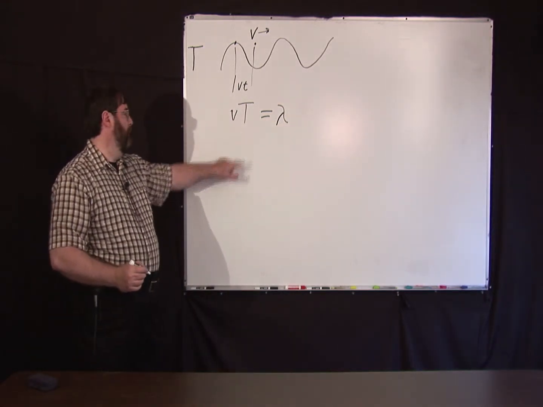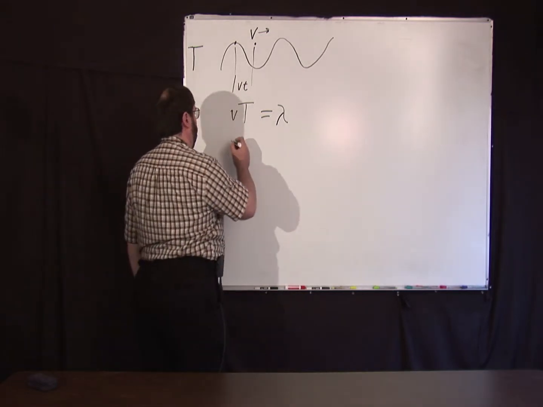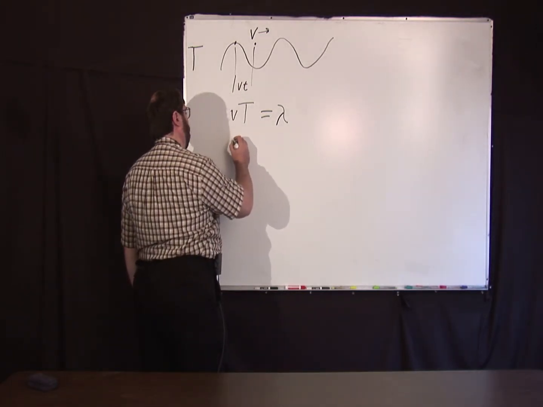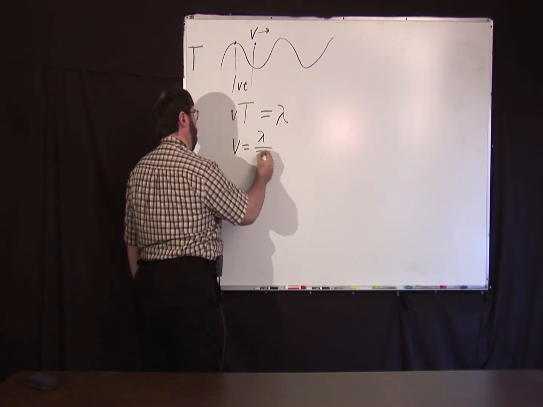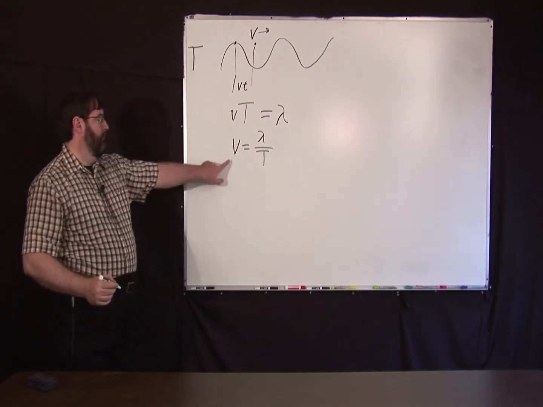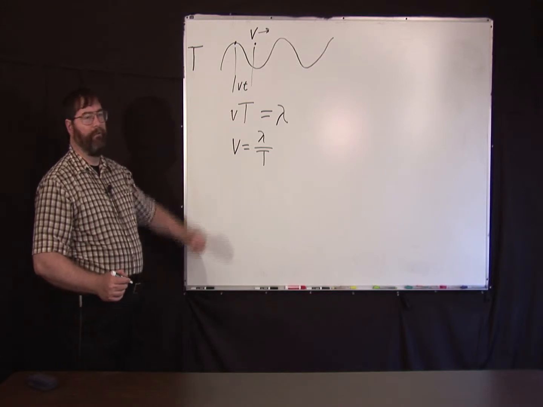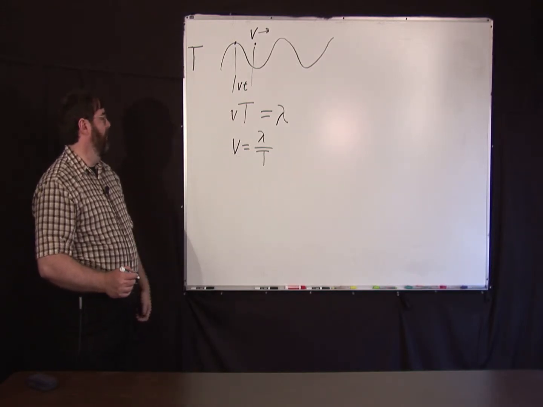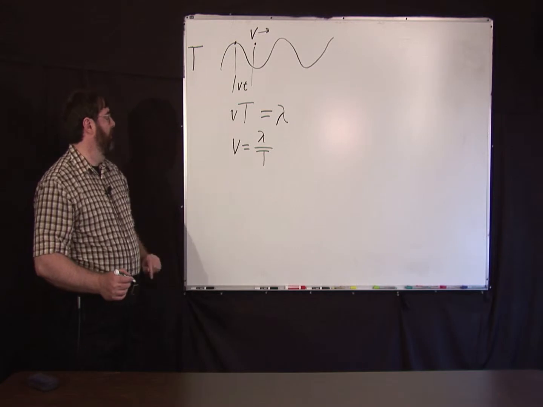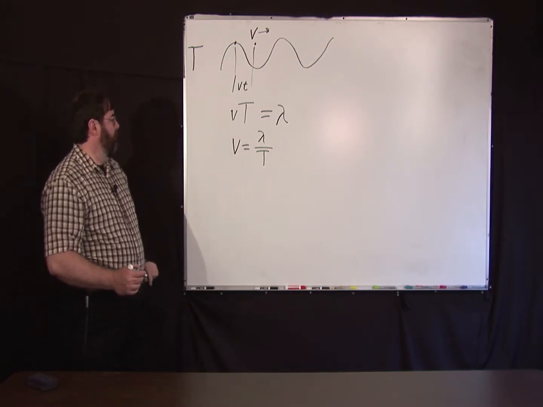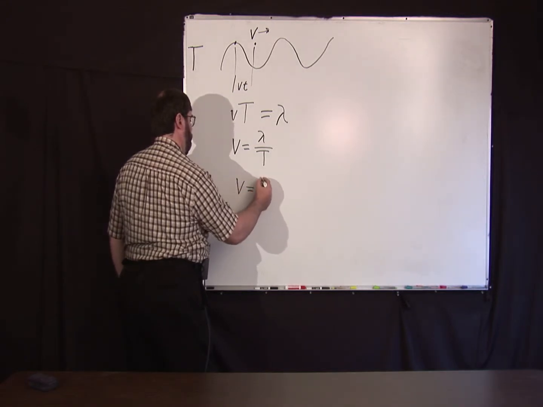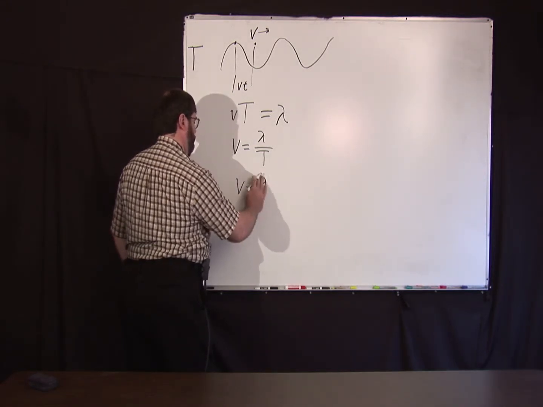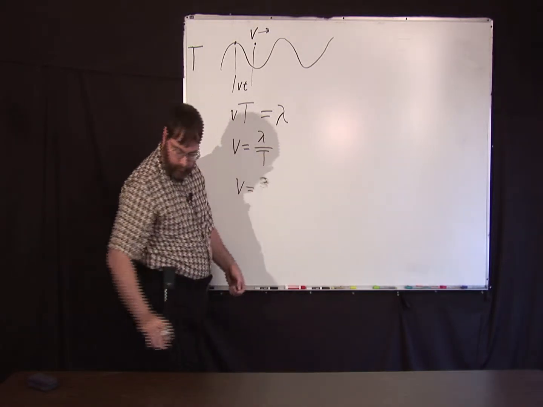Okay? So you've got the relationship that the velocity of a wave is equal to lambda over the period. Or any number of those, you can solve for any one of those given any two. Okay, let's do this in terms of frequency. Well, v is also equal to lambda, well, in this case, let's get my eraser.